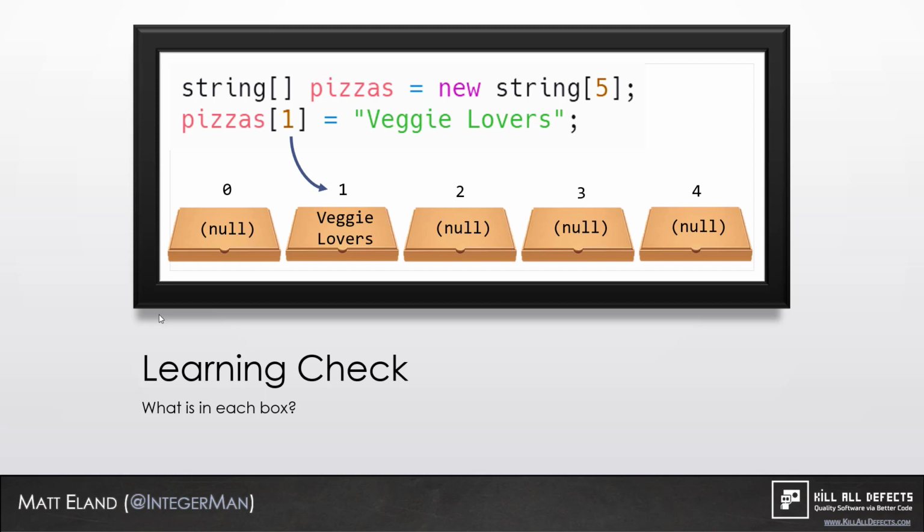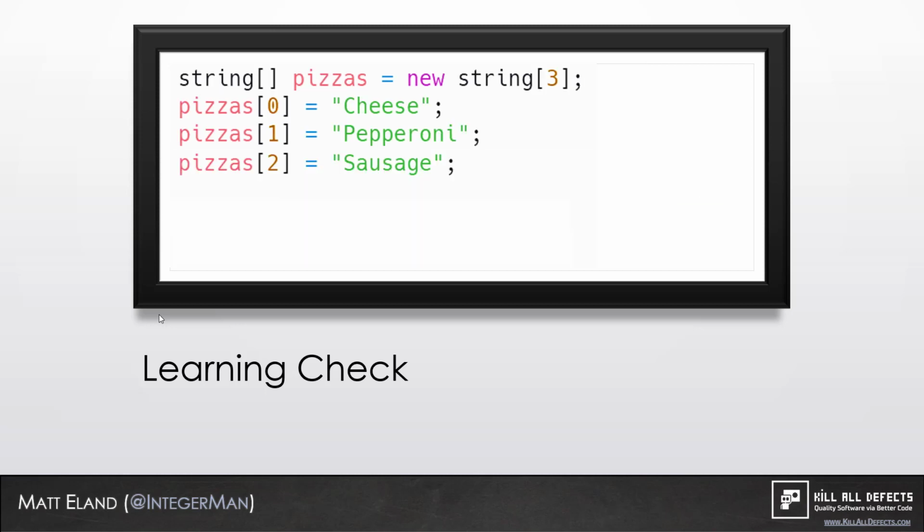Cool. All right. So here we're defining a string array of 3, and we're giving it cheese, pepperoni, and sausage pizzas. Pretty simple. Then we're declaring a new string array named menu.